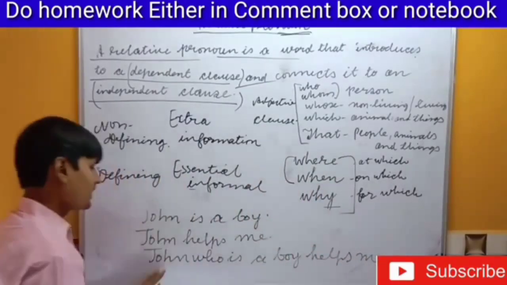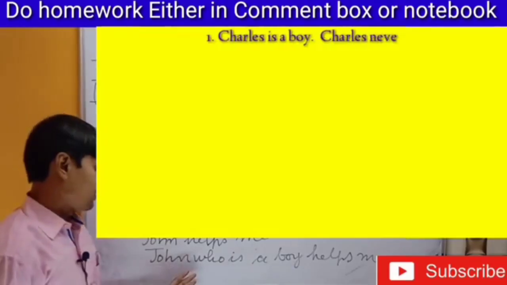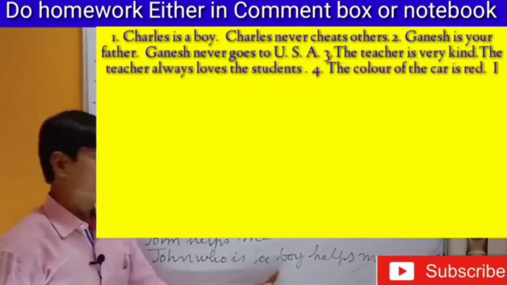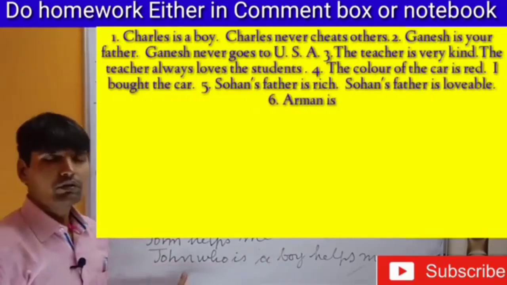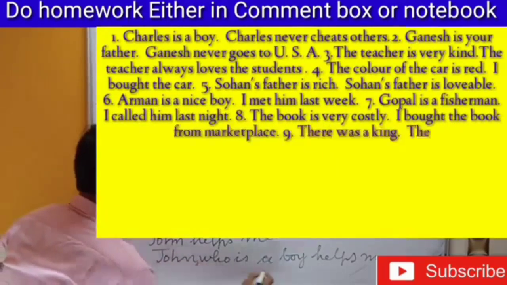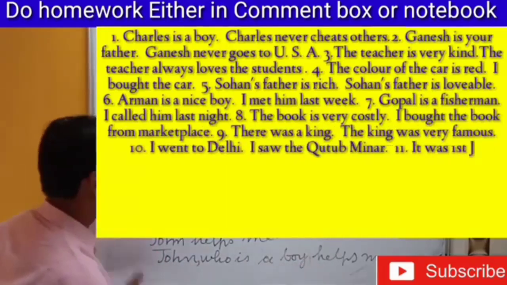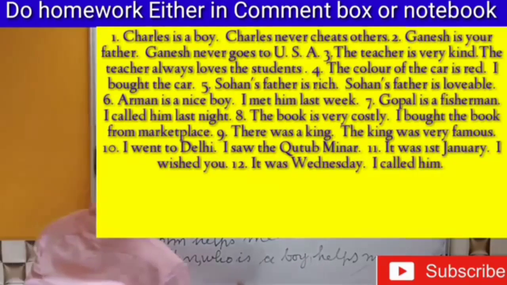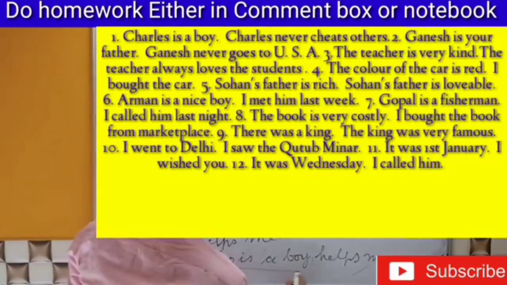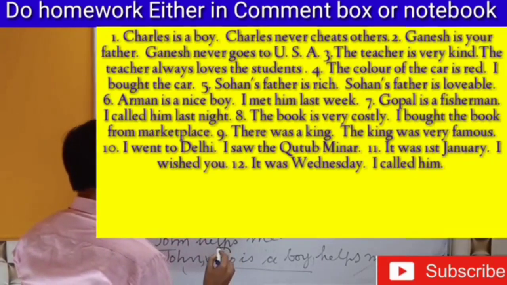Now you can see clearly that John is already a boy, and we are going to give extra information about John. We are not going to give essential information about John. So you can put the comma here. Okay, so there are two clauses. The first one is John helps me, it is an independent clause, and who is a boy is a dependent clause, because it is completely dependent on the independent clause.